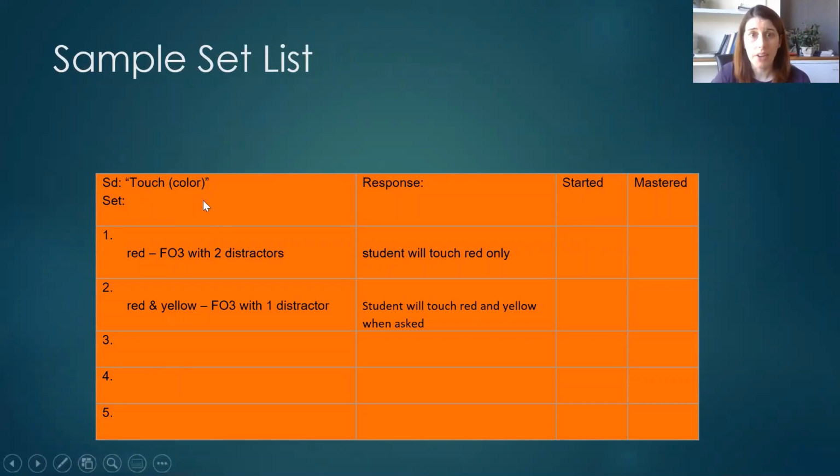So we have the SD here, the student response, and I just like to have when you've started that criteria and when that criteria is considered mastered for a student outlined. So if we're talking about our previous program that I posted, identifying colors, you would see that the first target might be that the student is working to identify red in a field of 3 with 2 distractors. And the student response is that they will touch the red one only. And you'll continue to break down your program content in this way so you can see exactly where your student is making progress.